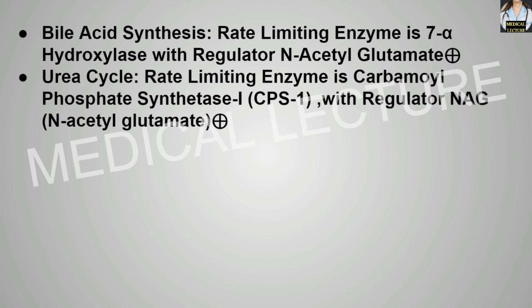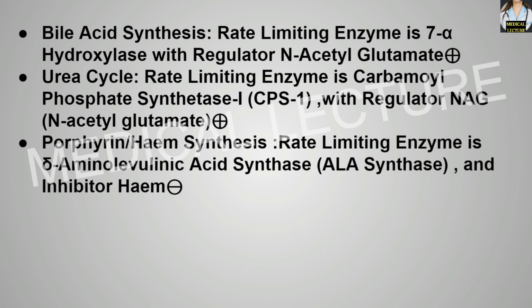In the urea cycle, the rate-limiting enzyme is the carbamyl phosphate synthetase 1 (CPS1) with the regulator or enhancer as the N-acetyl-glutamate. In the porphyrin or the heme synthesis, the rate-limiting enzyme is the delta-aminolevulinic acid synthase or the ALA synthase, and the inhibitor is the heme.